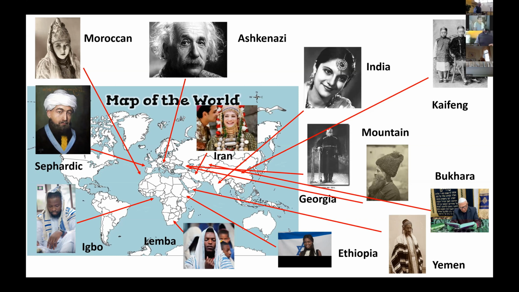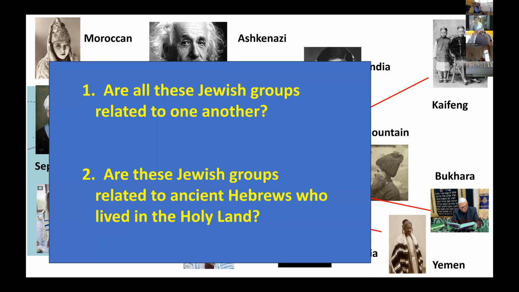But the questions that have always been on everybody's mind, at least on mine, are: are all these Jewish groups related to one another genetically or not? And the second question is, are all these Jewish groups also related to ancient Hebrews to justify our connection with the Holy Land and the previous ancestry and generations? So how do we find out?